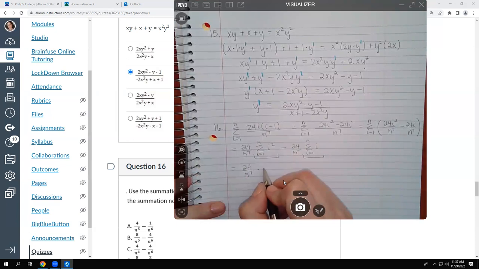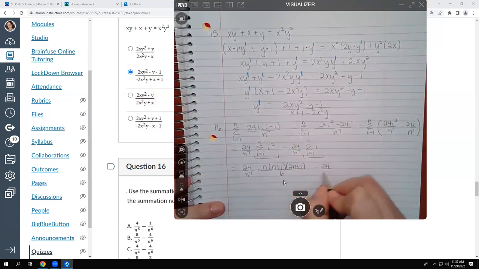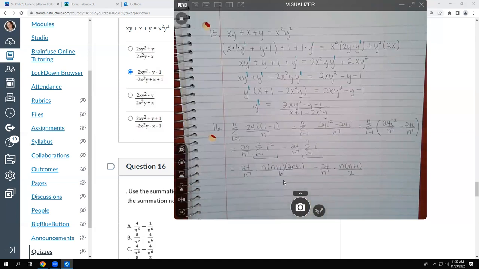For i squared, I think it's n plus 1, 2n plus 1 over 6. But I might be wrong. So double check me on that. Sometimes I think I remember things correctly, but I don't.